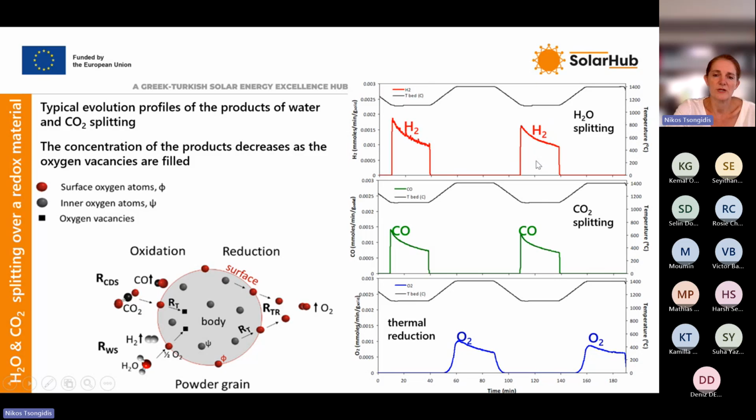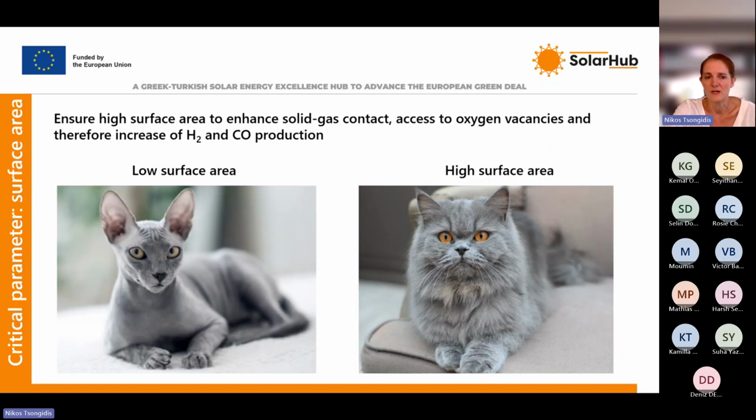So for the production of hydrogen and carbon monoxide, it is very important to ensure that we have a high surface area. Since the production is really happening close to the surface of the metal oxide, we need to increase the surface area, and have a very high surface area in a limited or very defined volume or space that will be available at the end in the reactor.